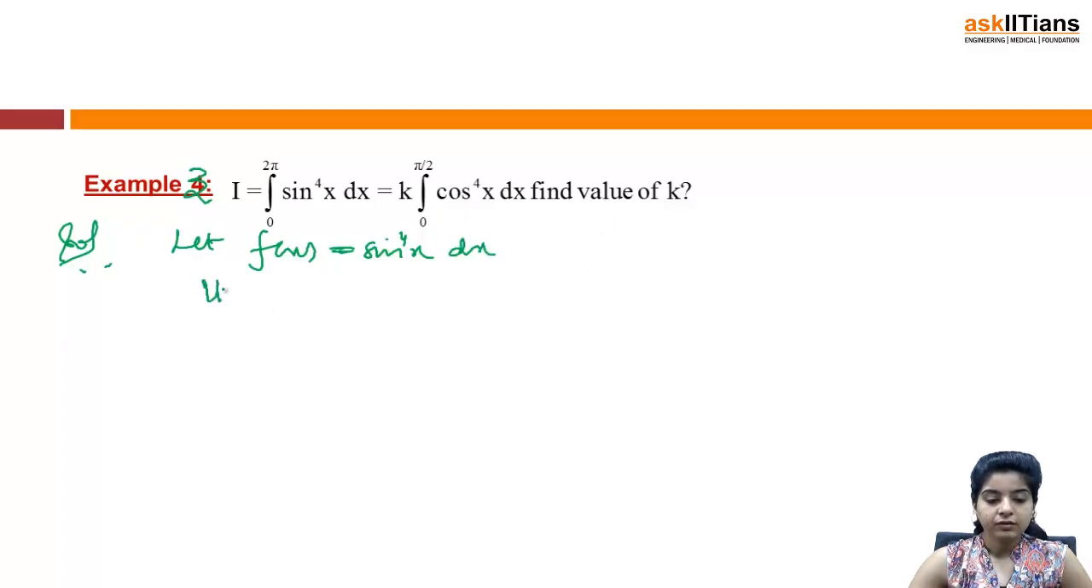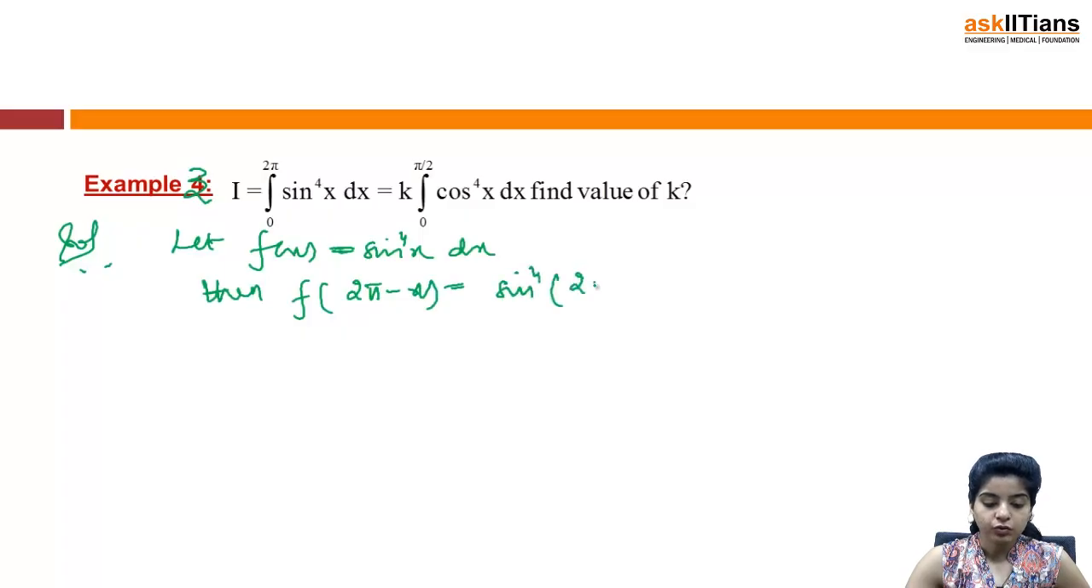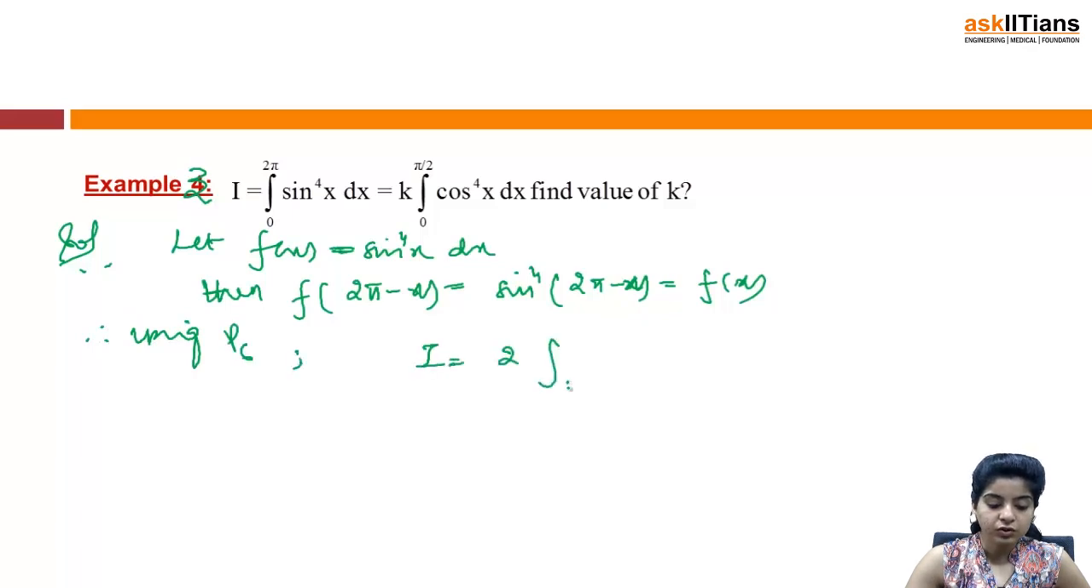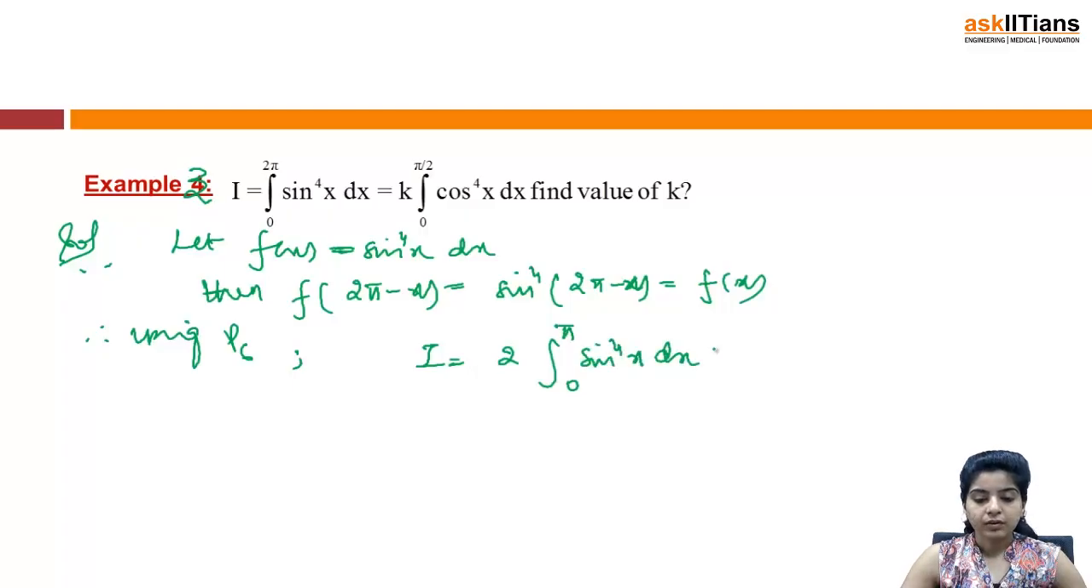Again I will be utilizing those properties only. So what about f of 0 plus 2 pi minus x, that is f of a plus b minus x, that will be f of 2 pi minus x, and that will be equal to sin 4 times 2 pi minus x, and that will be equal to my f of x again. So therefore using property 6, I is twice the integral from 0 to pi of sin 4x dx.